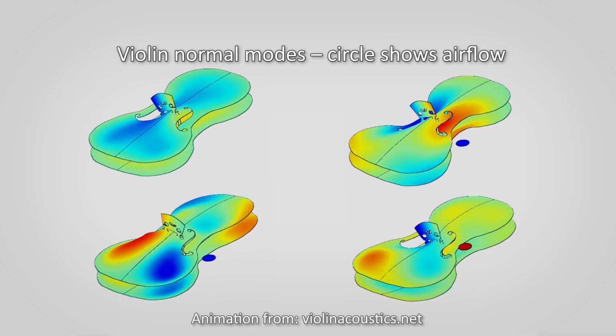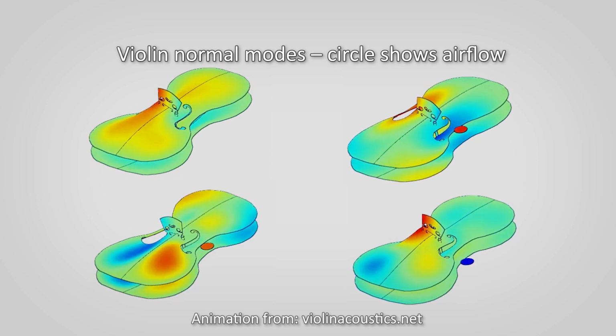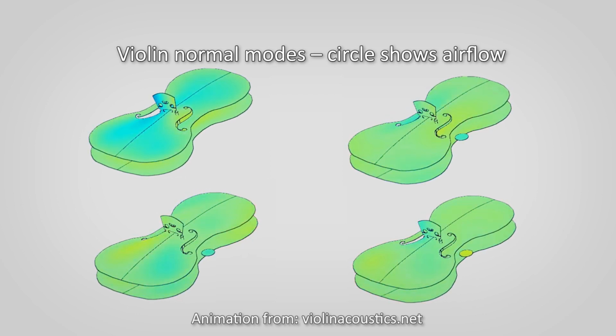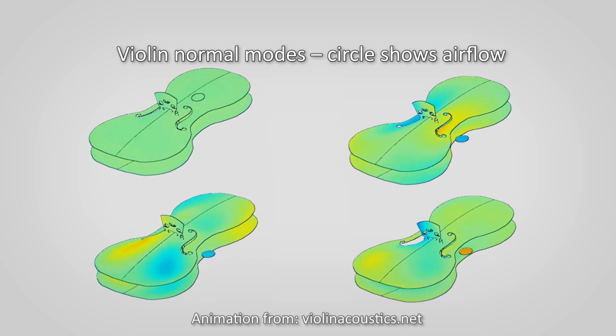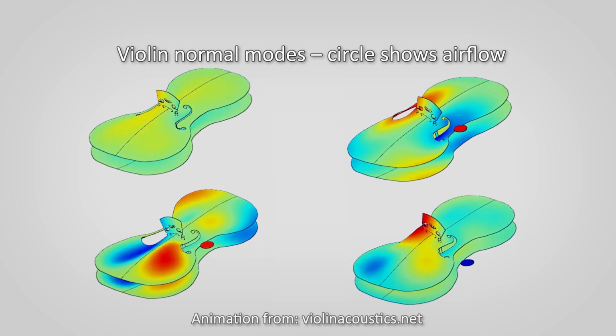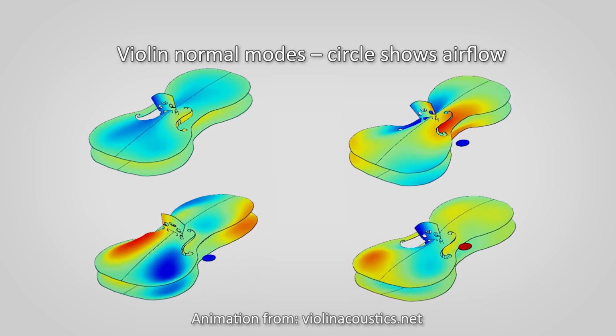Here are some examples of vibrational modes in a violin. The color indicates how much each part is bending, and the circle represents airflow through the holes. So, could you describe what a wolf tone is?